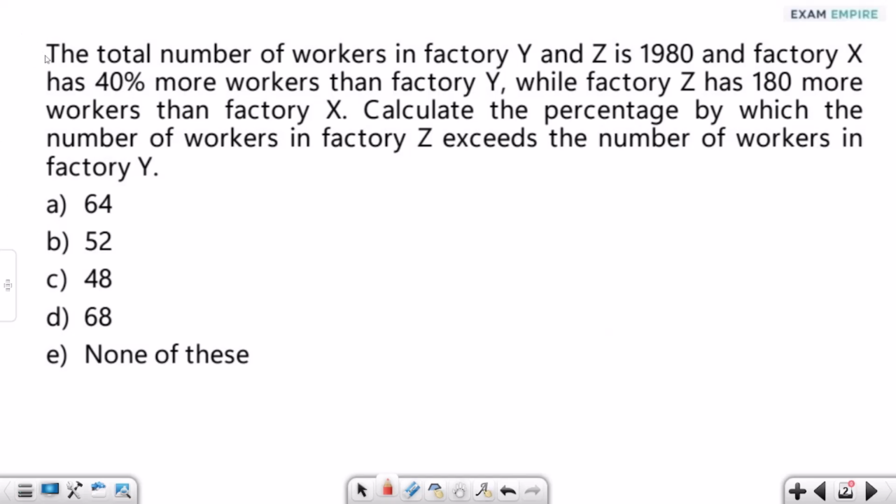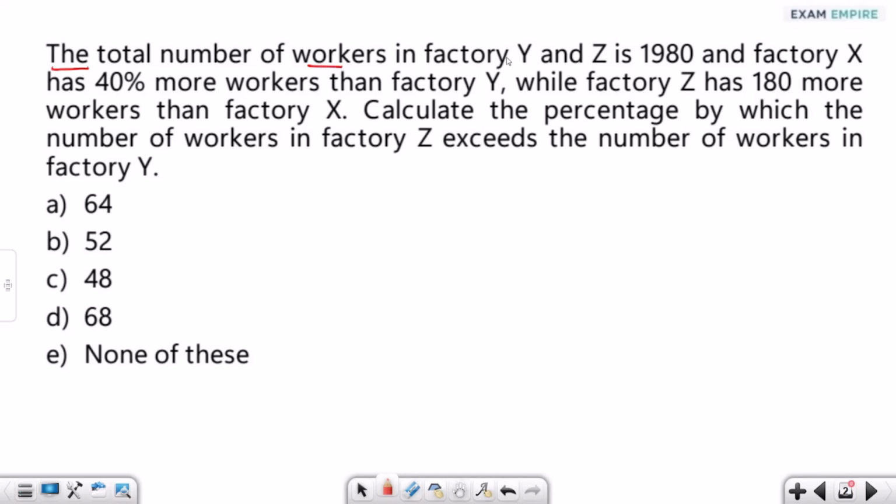So pause the video and try to solve this question by yourself. Done. So hope you would have solved this one. Now let's solve this particular question.